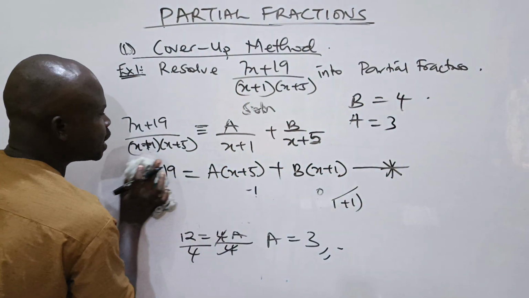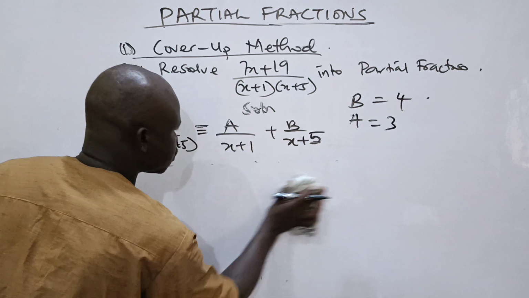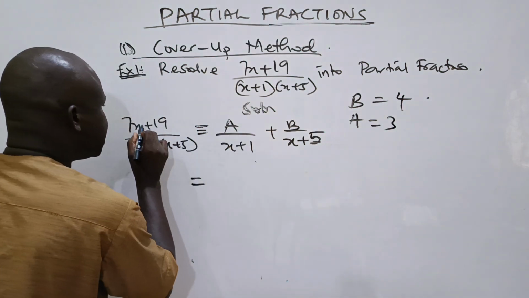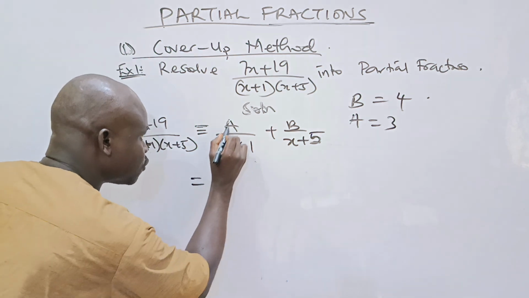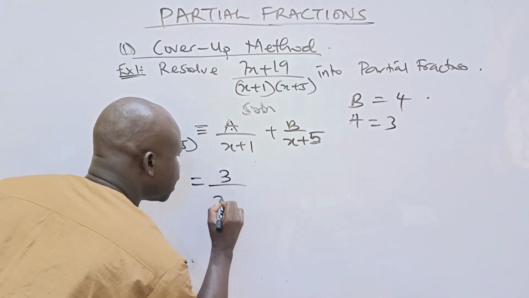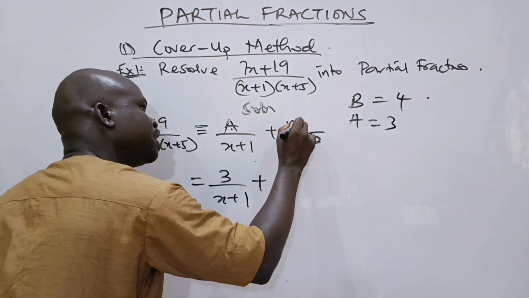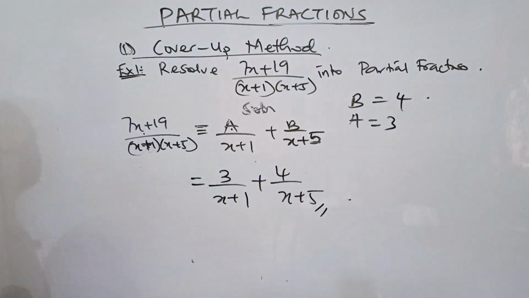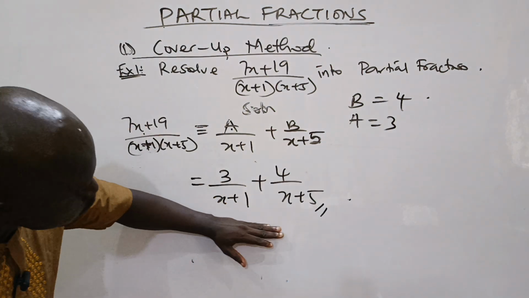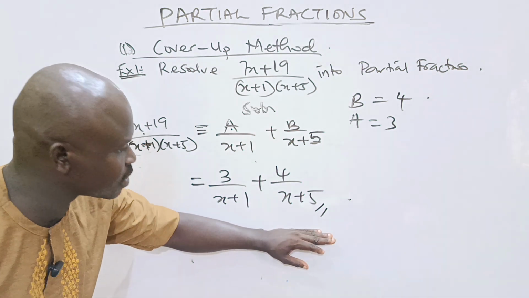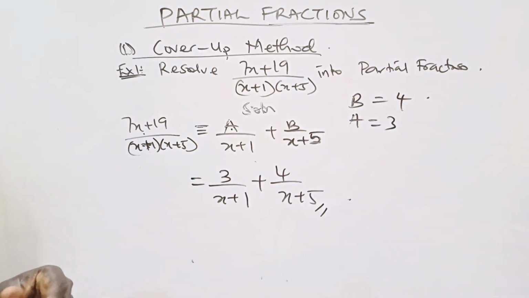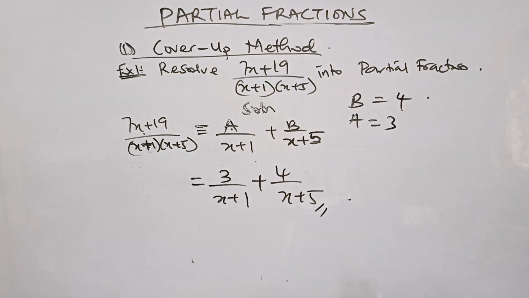So what is now the partial fraction of this expression? Finally, the sum of its partial fraction will be: A is 3, so it will be 3 all over (x + 1), plus B is 4, so 4 all over (x + 5). We have been able to resolve this compound fraction to the sum of its partial fraction. If I find the LCM and do the necessary work, I'm going to get this compound fraction back. That is how to use the first method, which is called the cover-up method.